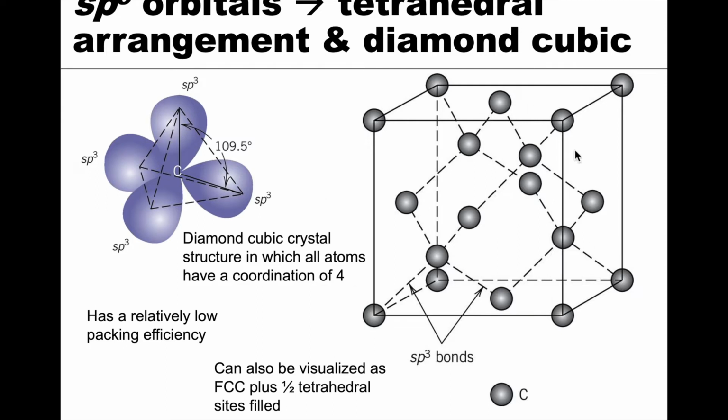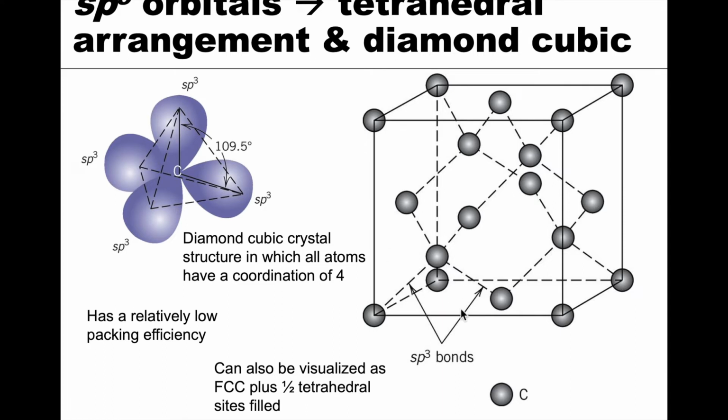This structure, based on this hybridization, has a coordination of 4, which we know from our previous charts. It forms from this sp3, and it's known as the diamond cubic structure. You might guess it, but this is basically what the structure of diamond looks like. You've all heard that diamond is made out of carbon, same as graphite, but just in a different structure, and this is that structure. Since the coordination is only 4, the packing efficiency is rather low. That's something to keep in mind.